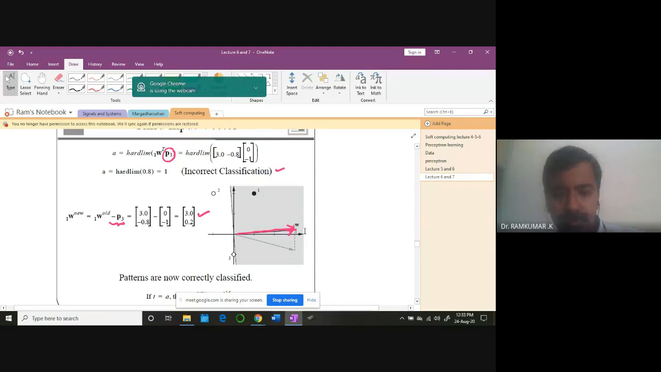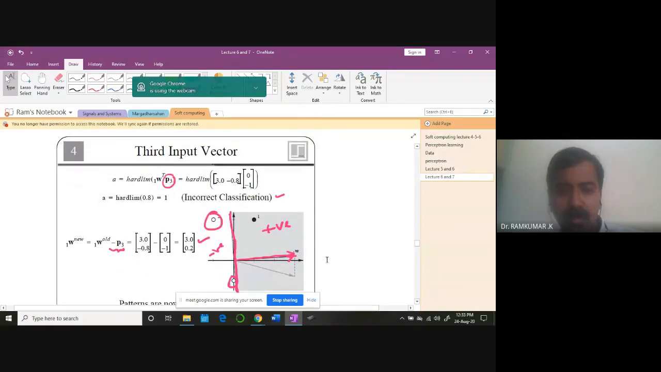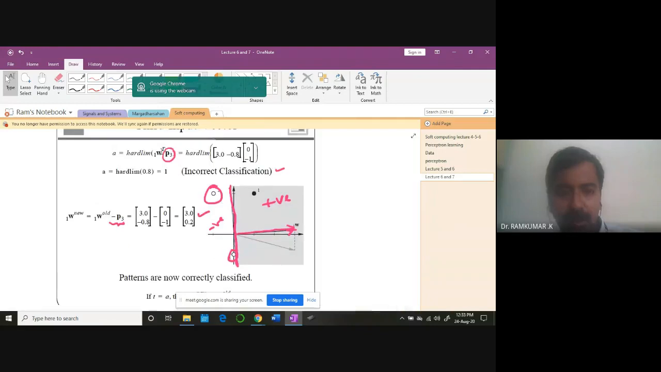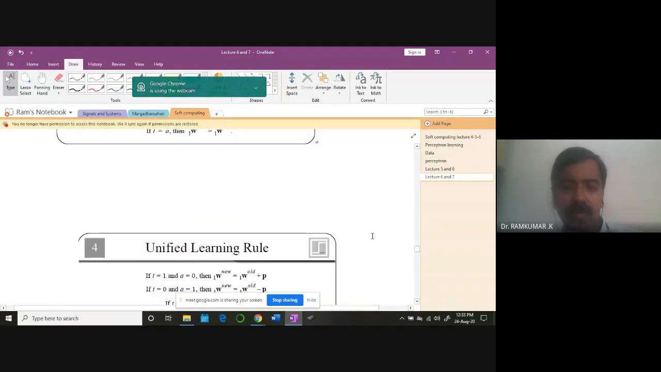This new weight vector, if you look at this case, exactly classifies. These two are on the negative side, and this is on the positive side. So naturally, the patterns are now correctly classified. For the third pattern, it was not classified here, so we apply it again and update the weight, and we are now seeing a much better weight. So now we are satisfied.